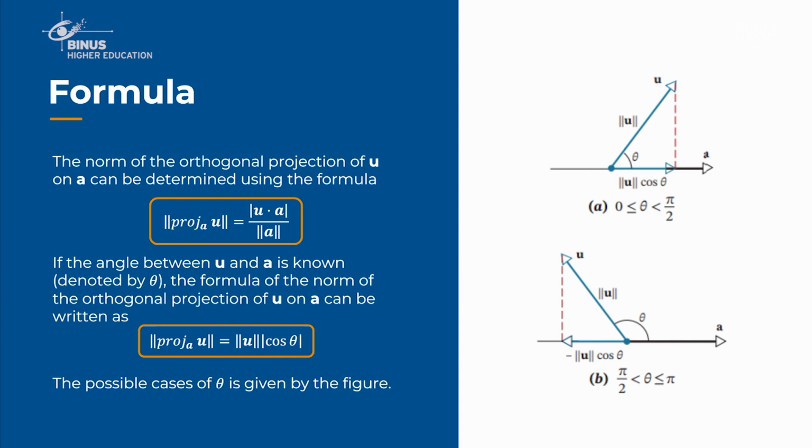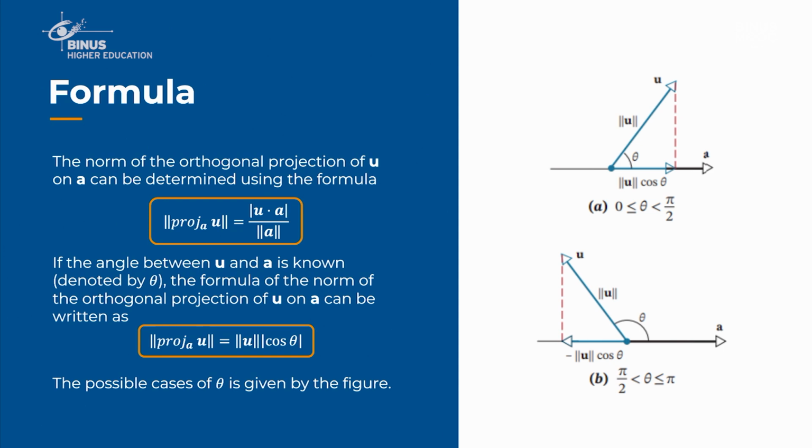The norm of the orthogonal projection of U on A can be determined using the formula. The norm of the projection of U on A equals the absolute value of U dot A divided by the length of A.